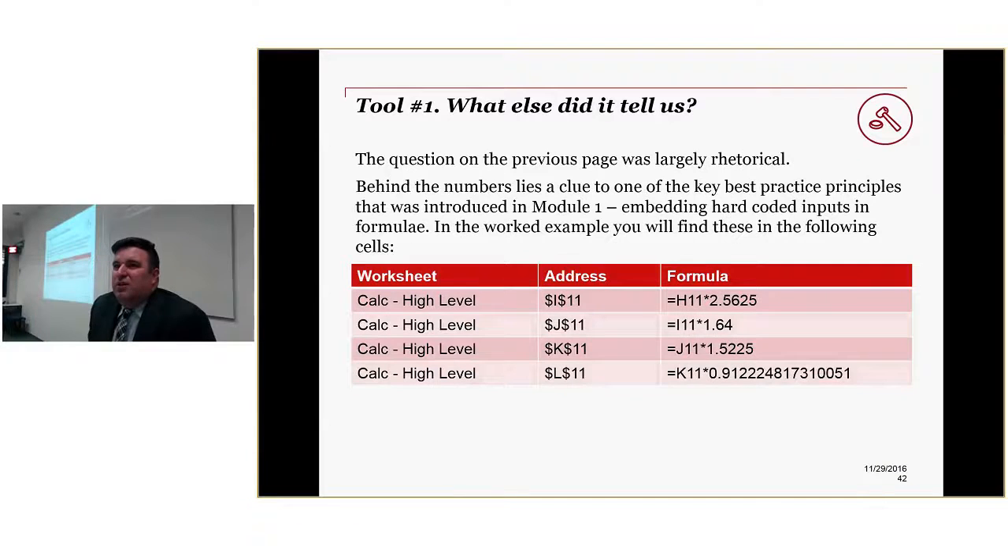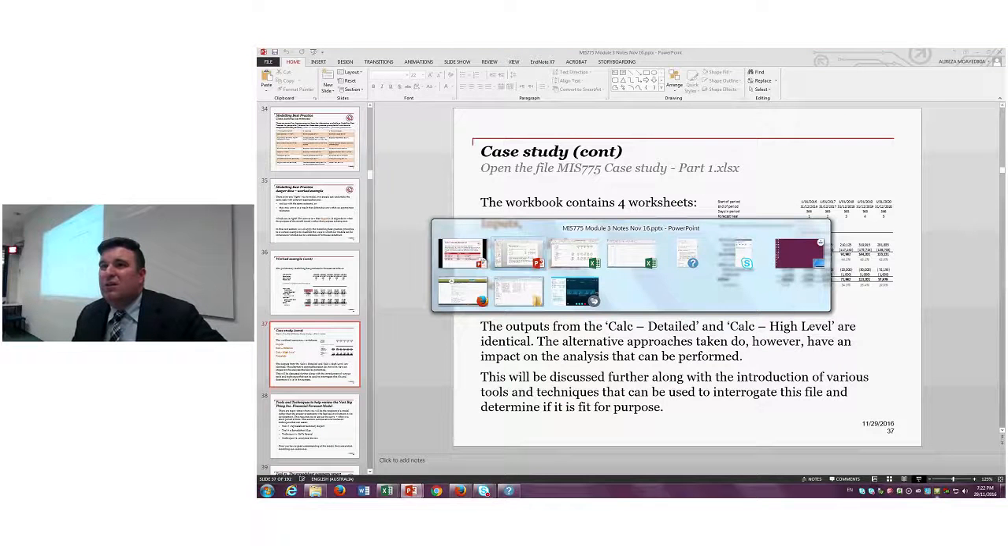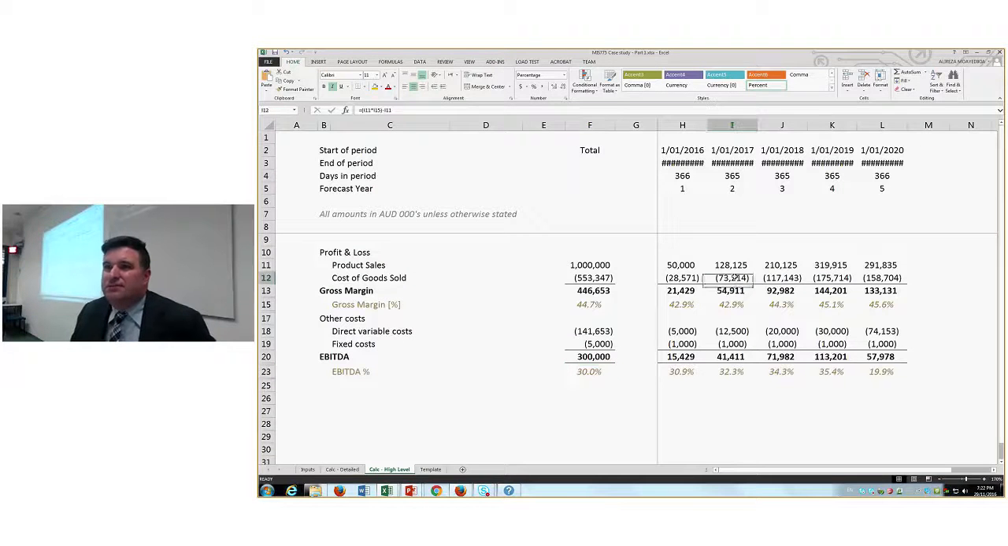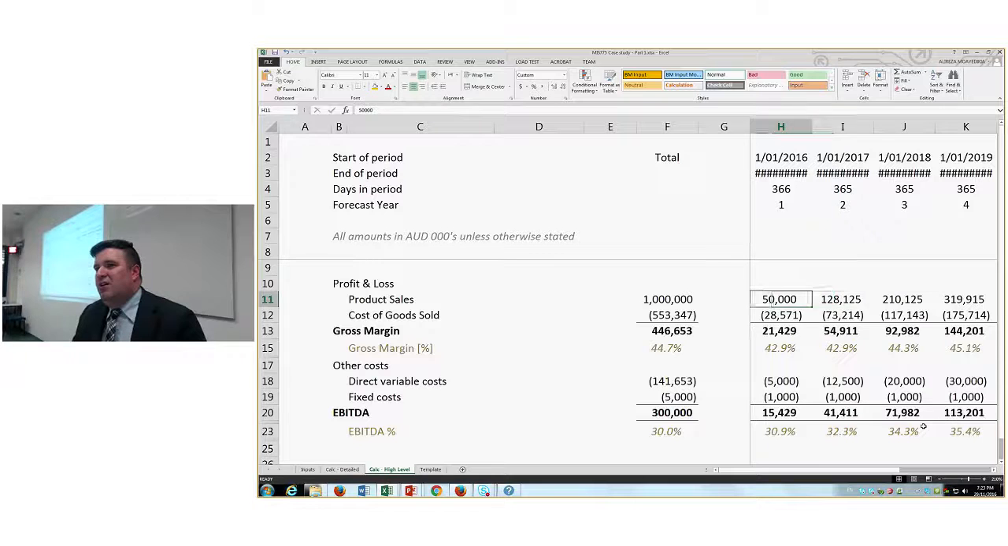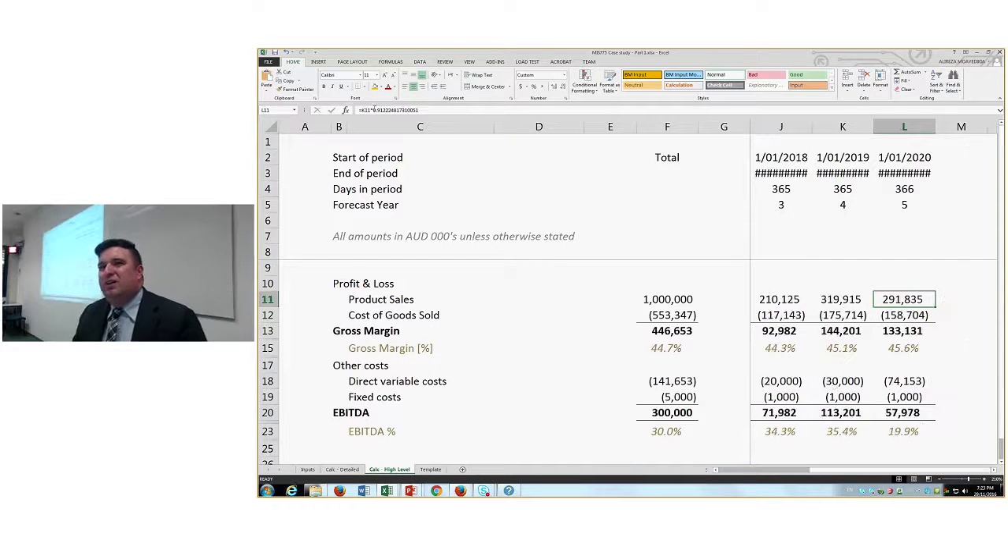And here's how we can go through and work it out. So the question was a bit rhetorical, but behind the numbers lie a clue to one of the best practice principles that we introduced: embedding hard-coded numbers into the formula. So in the example, if you've got it, for the online people, we'll get you one. In the calc high level, in columns I11, J11, K11, and L11, let's just go to that now. High level, I11, J11. Can everyone see now in that formula, there's hard-coded calculations? Can anyone give an idea as to what's going on here as well?